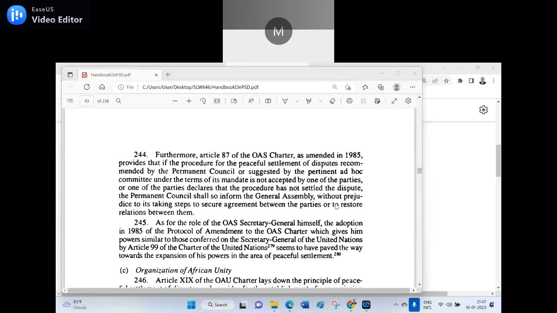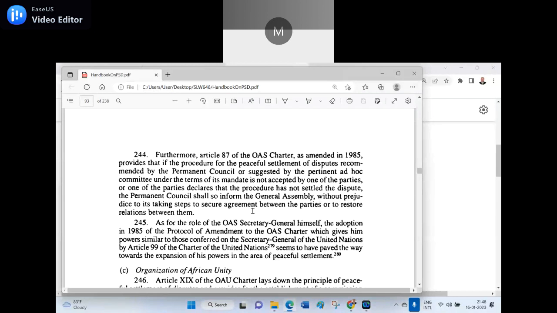If any one of the parties will not listen to the dispute, at that instant the Permanent Council will give direction to the other state, or to the state, to follow whatever statement is given to them. The Permanent Council shall inform the whole General Assembly, without prejudice to its taking steps to secure agreement between the parties to restore the relation between them. So the matter will be referred to the Security Council.